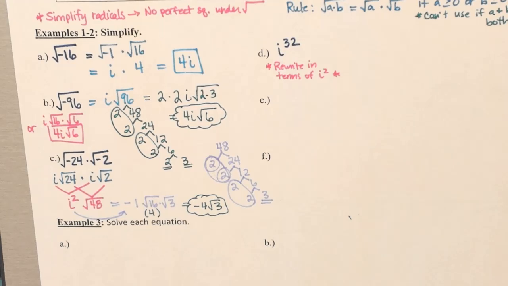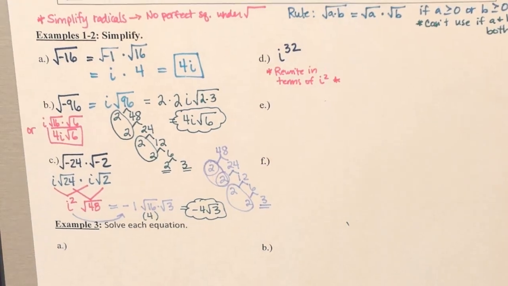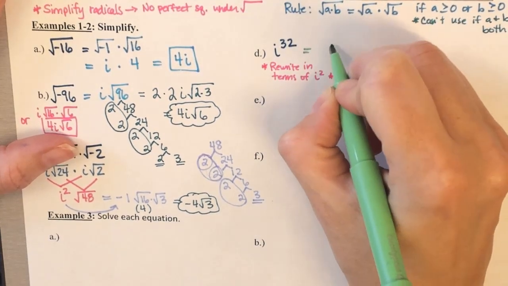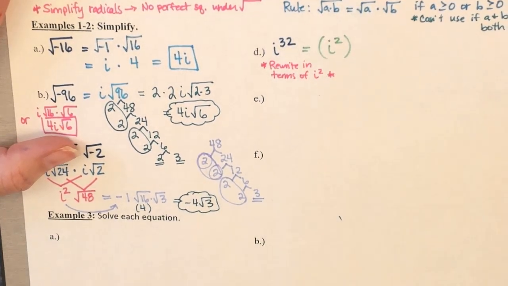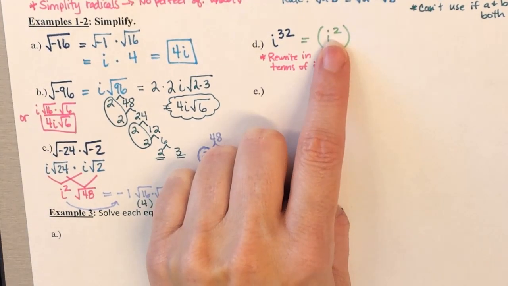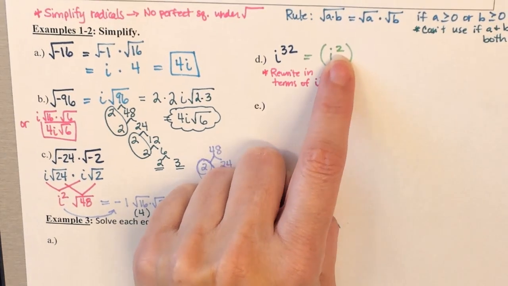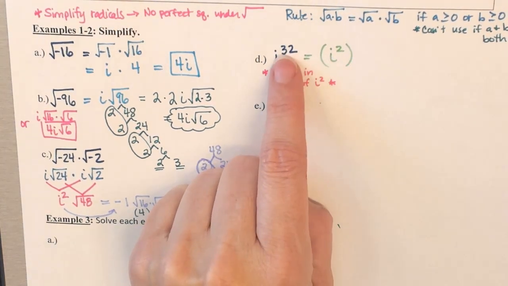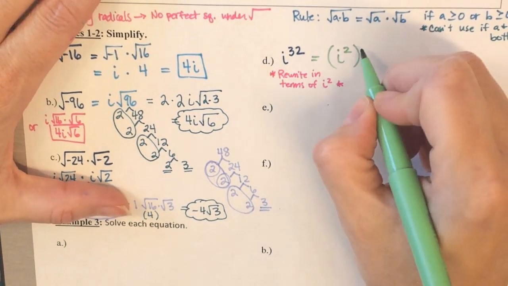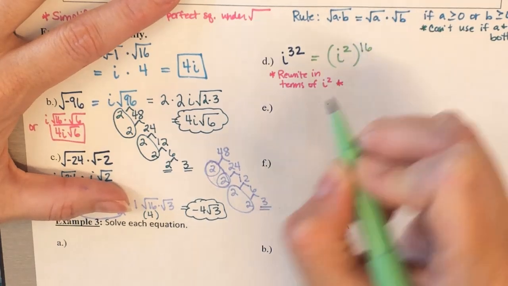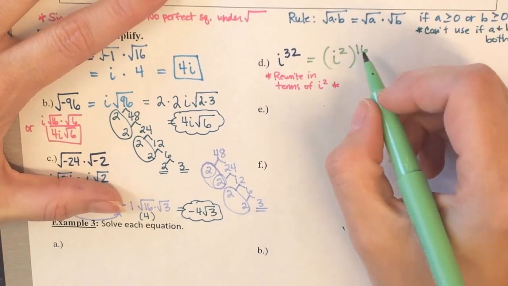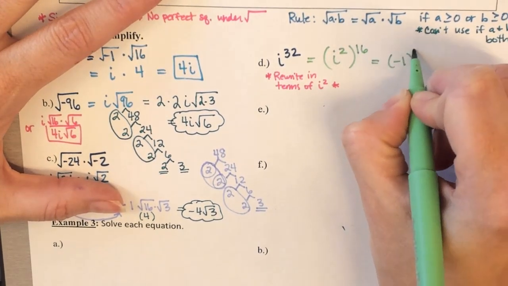Okay? So when you're rewriting in terms of i squared, we're going to use another one of our patterns. And this is the product property. So up here with me, if you have i squared, what you have to ask yourself is how many times does 2 go into 32? 16 times. So you can rewrite this as i squared to the 16th because 2 times 16 is 32. Okay, and then you're going to substitute in negative 1.